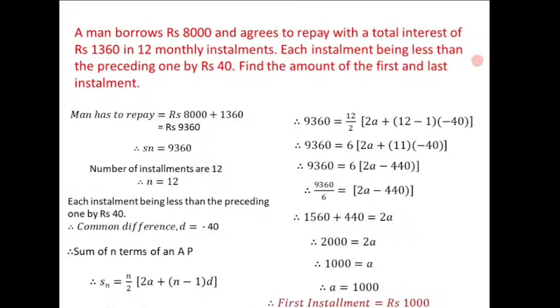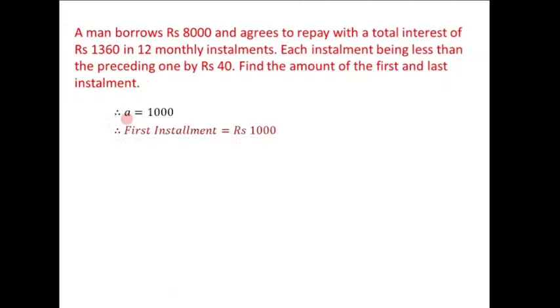Now again there is another question, we have to find the amount of the last installment also. For that we have just found the amount of the first installment, that's rupees 1000, that is a is equal to 1000. To find the last installment, we have to use the formula for the nth term of an AP, and the formula is given by an is equal to a plus n minus 1 into d.